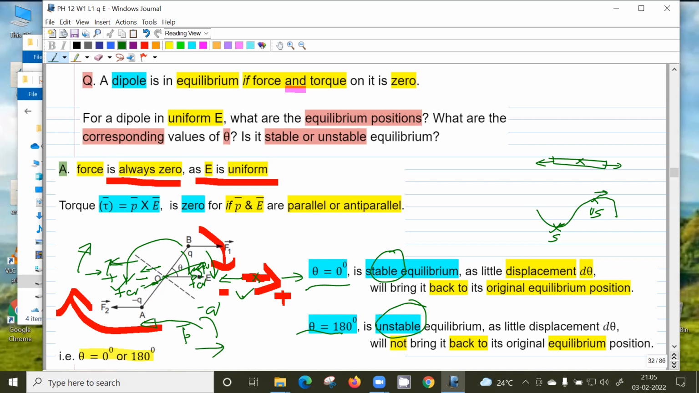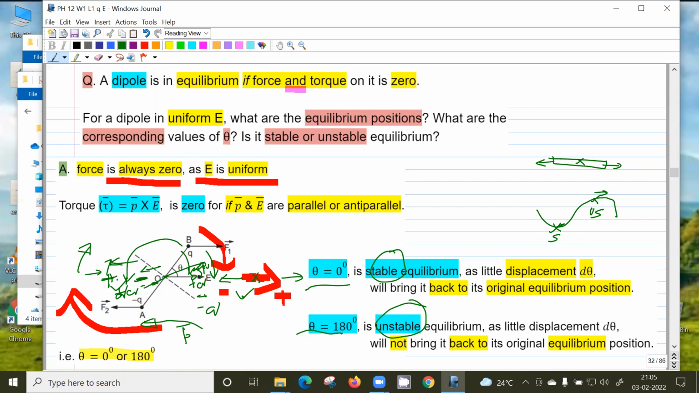Is this clear? And that angle is 180 degrees, sir. You are asking why is it 180? No, if it is at 180 degrees, why will it not come back to its original position? See, 180 means plus Q is this one, right? And this is minus Q, right? Actually no, minus is here and plus is here.